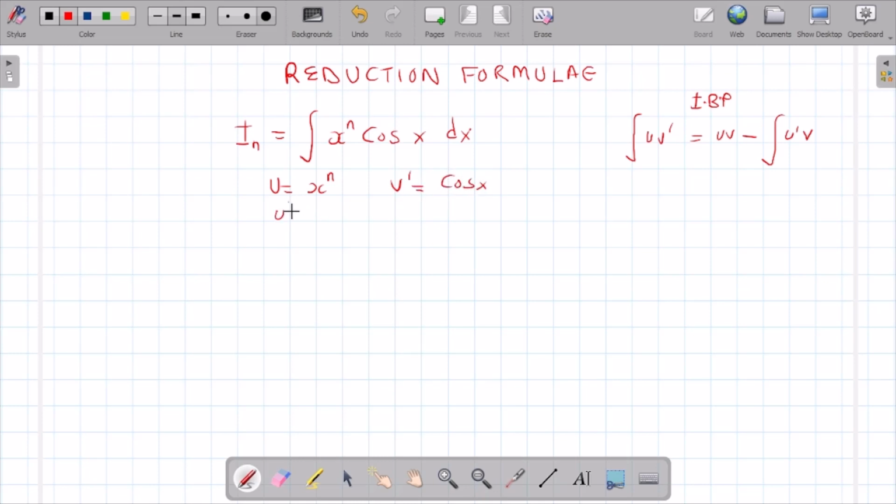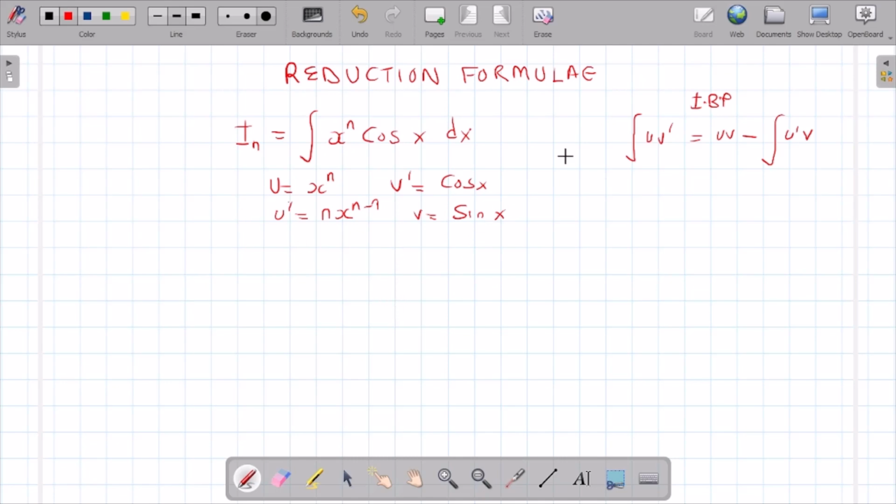What is our u prime? Our u prime is n x to the power n minus 1. Now, what is our v prime? Our v prime is cosine of x, so we have to find our v. Now, v is the integral of cosine of x. So v, the integral of cosine of x, is sine of x.